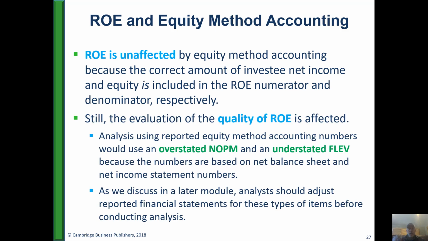So return on equity in the equity method of accounting, similar here. ROE is unaffected by the equity method of accounting because the correct amount of investee net income and equity is included in the ROE number. So while some of these other metrics might be individually affected, the total ROE will not be.